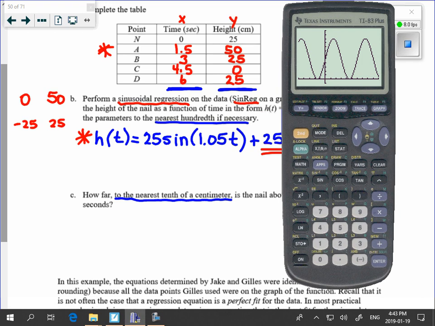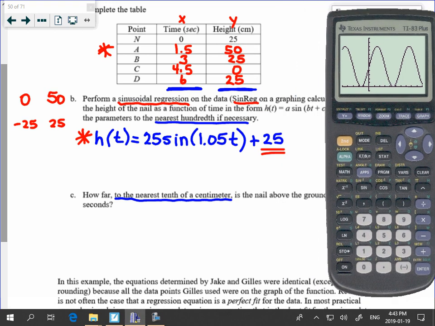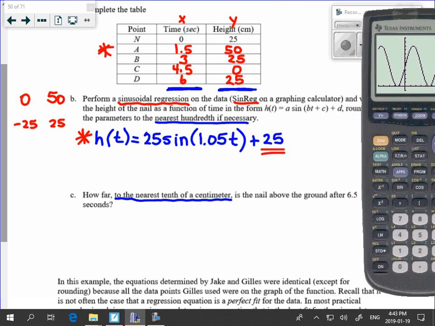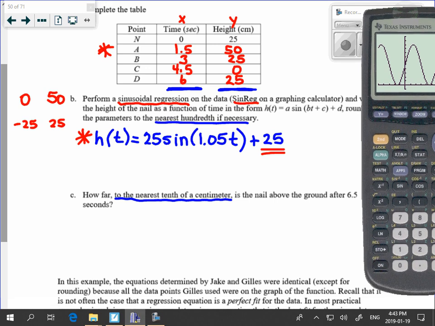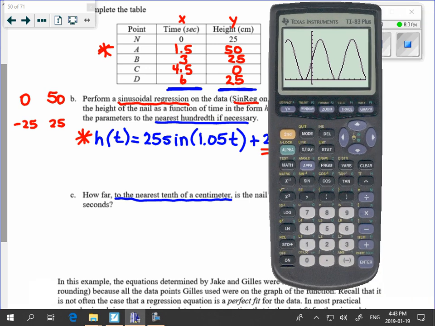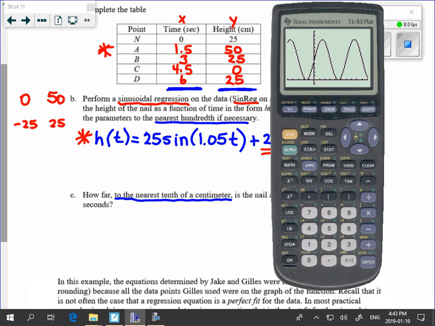So now that we have it in our calculator, we can answer C, which is how far, to the nearest tenth of a centimeter, is the nail above the ground after 6.5 seconds. So again, we want to know on our x scale, that's the time, when x is 6.5, what is the y? Y is your height, how high above the ground it is. So again, that's just second, and we're going to calculate a value when x is 6.5.